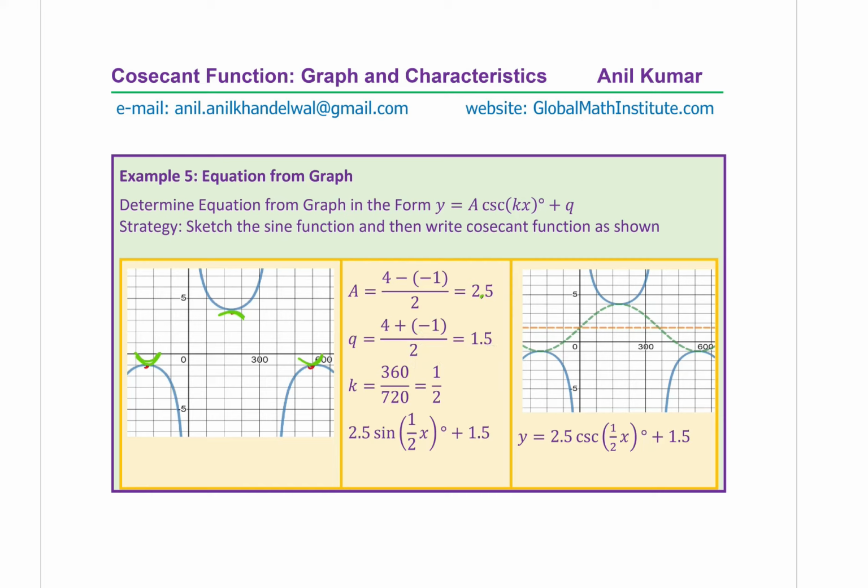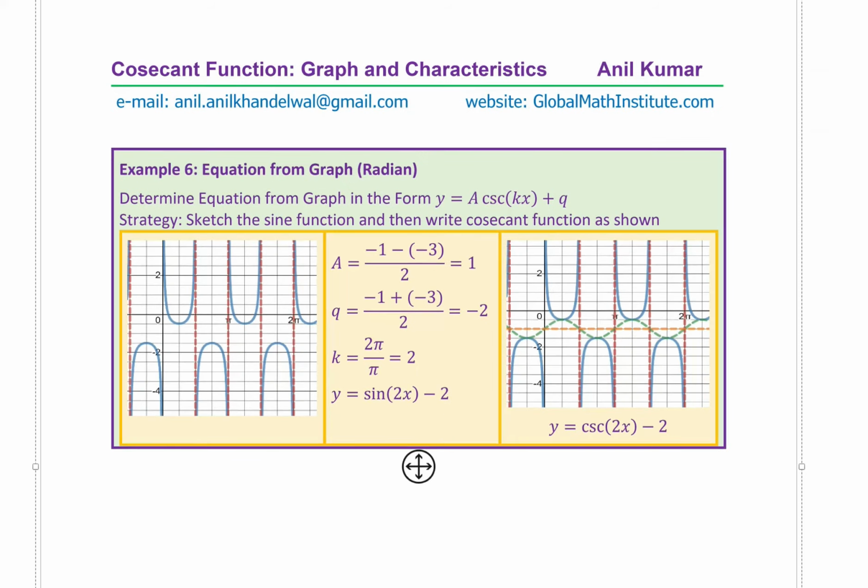The period was 720 in this case, right? So from here to there it is 720. So 360 divided by 720 gives you the value of k, which is half, and therefore the sine function is 2.5 sine half x plus 1.5. To get the cosecant function, replace sine with cosecant to get your answer. Perfect. So that is how very easily you can find the equation of the cosecant function from the sine function itself.